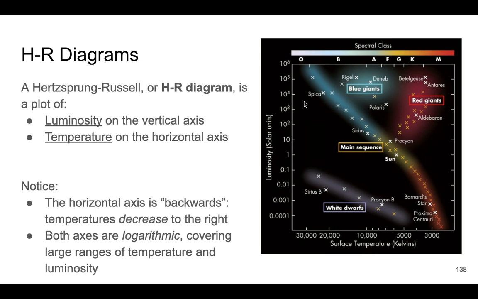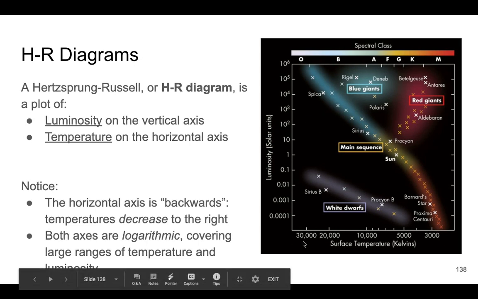This is because we need to represent a huge amount of temperatures and luminosities all on the same graph. So the temperature one is also logarithmic. It's easiest to see here going from 5,000 to 10,000. So we've doubled by going this far. And if you go that far again, you haven't gone up another 5,000. You've actually doubled again. So yeah, it's logarithmic.